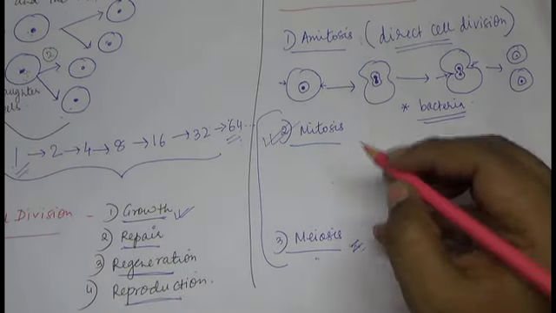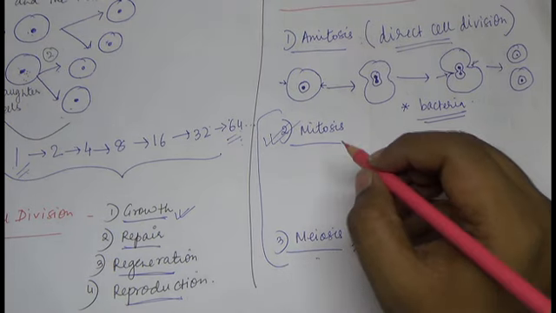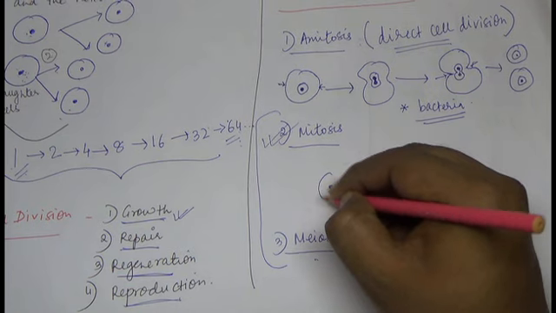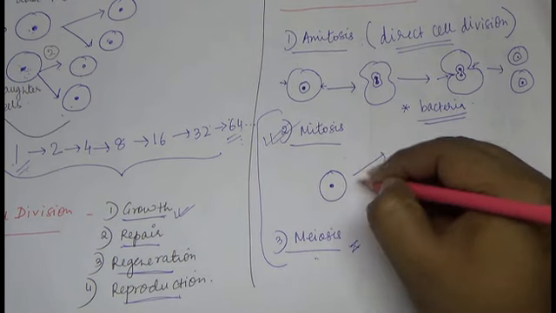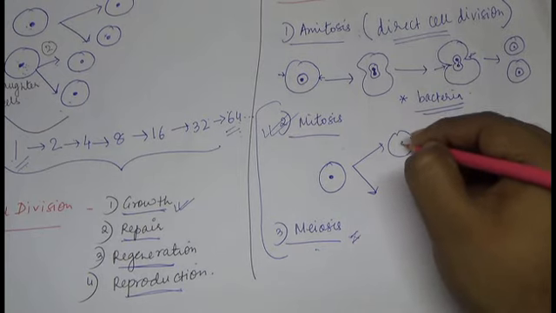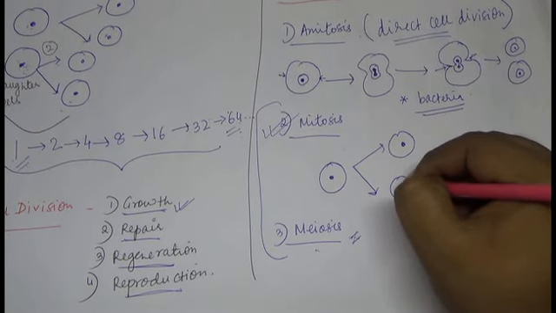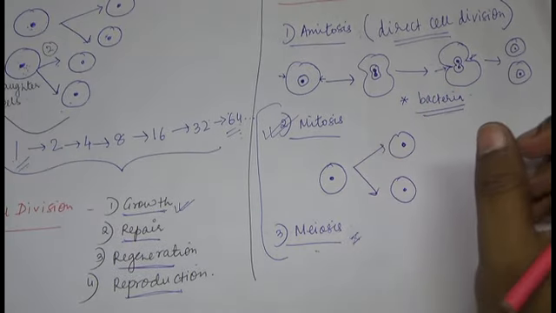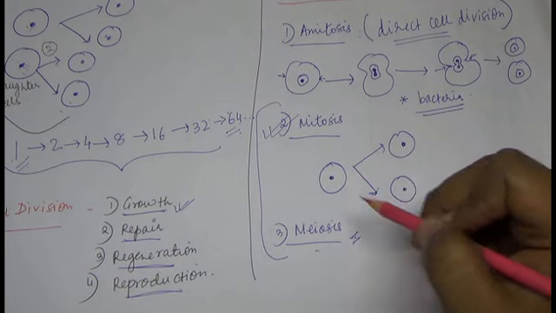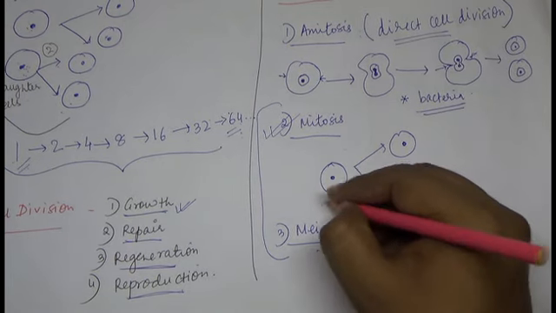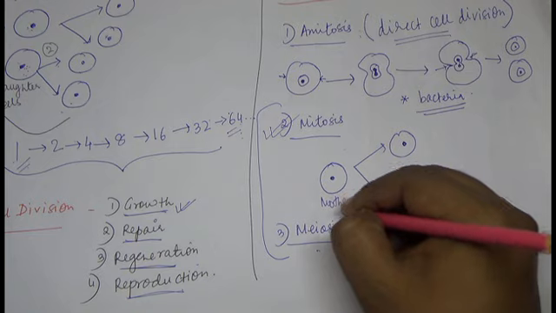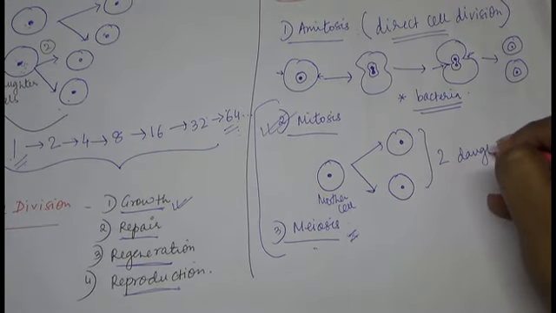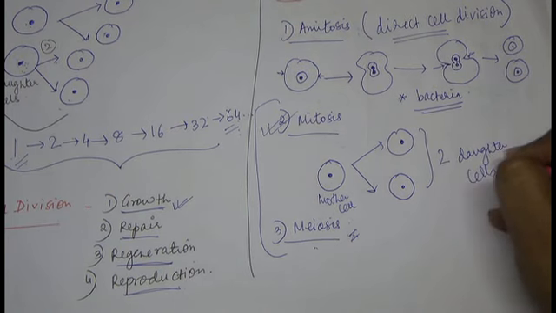So what happens in case of mitosis? Basically, there's this mother cell. It gives rise to two daughter cells. Of course, in between there are plenty of steps which we'll be discussing later on. Just for the sake of understanding, please visualize that a single mother cell will give rise to two daughter cells.